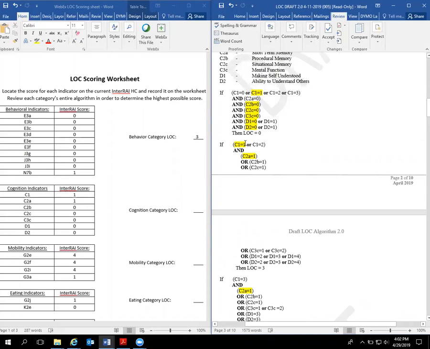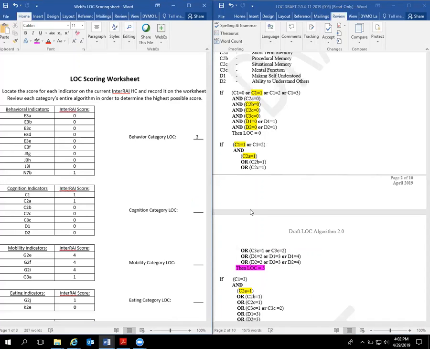Level of care equals 3 requires that C1 equals 1 or C1 equals 2. In this case, the participant had C1 equals 1. And it also requires that one of these indicators from this bottom section be highlighted as well. So since we have C1 equals 1 and C2A equals 1, this participant meets the criteria for level of care equals 3. So I will put 3 here for their level of care score for cognition.